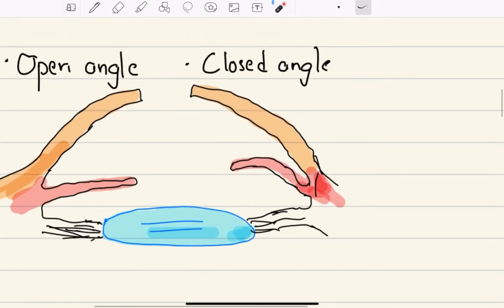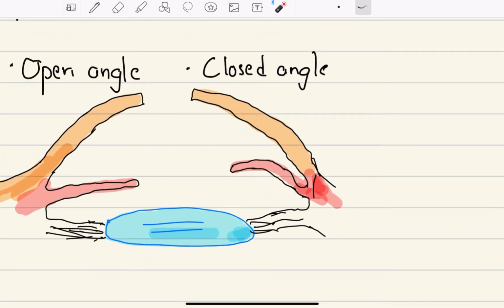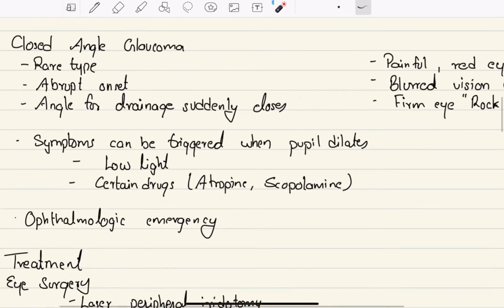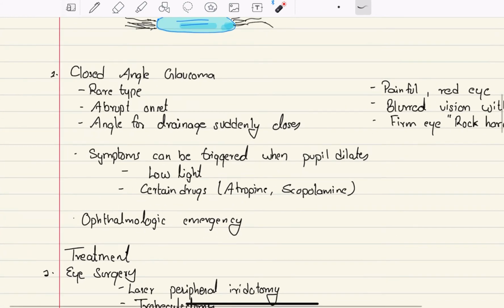If you go back to this picture right here, you can see this is the gap, this is the pupil, and if the pupil dilates, this iris is pushed in this direction. When it is pushed in this direction, this will further close this angle, and this will aggravate the symptoms in closed angle glaucoma. Certain conditions where the pupil can dilate include low light situations or dark areas, and certain drugs such as atropine and scopolamine will also dilate the pupil.